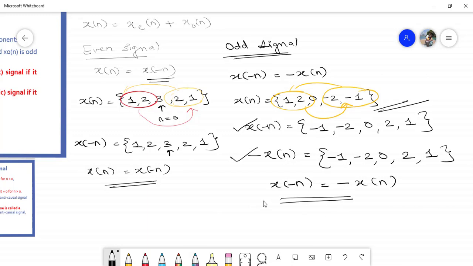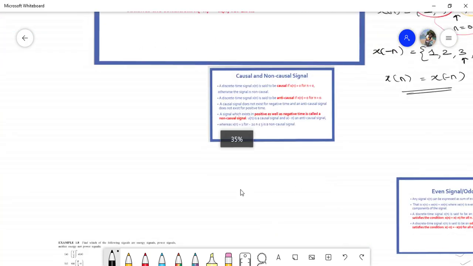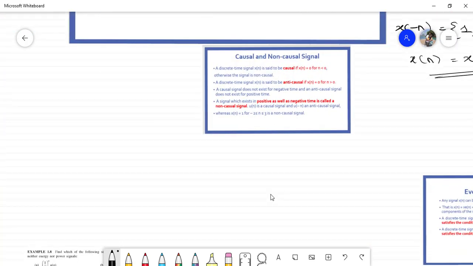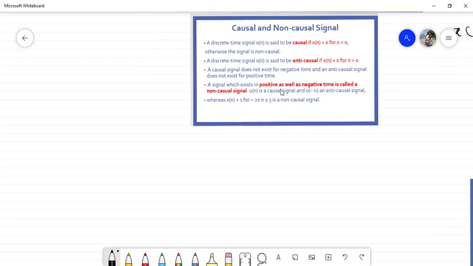Okay, so these are the two conditions to identify whether a particular signal is an even signal or an odd signal. Okay, so now let's move to the next type of signal, that is causal and anti-causal or non-causal system. So there are basically three classifications here: causal, non-causal and anti-causal. Okay, so let's take that part now.